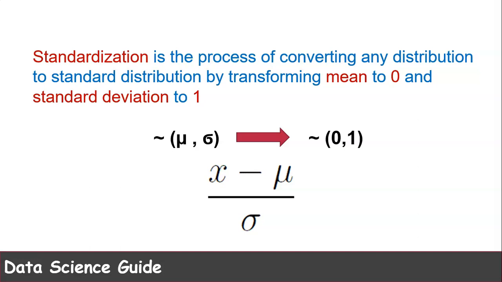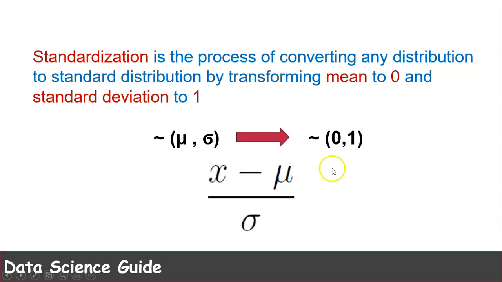Standardization is the process of converting any distribution to standard distribution by transforming the mean to 0 and the standard deviation to 1. Mu, the mean, and sigma, the standard deviation, after standardization will be equal to 0 and 1.